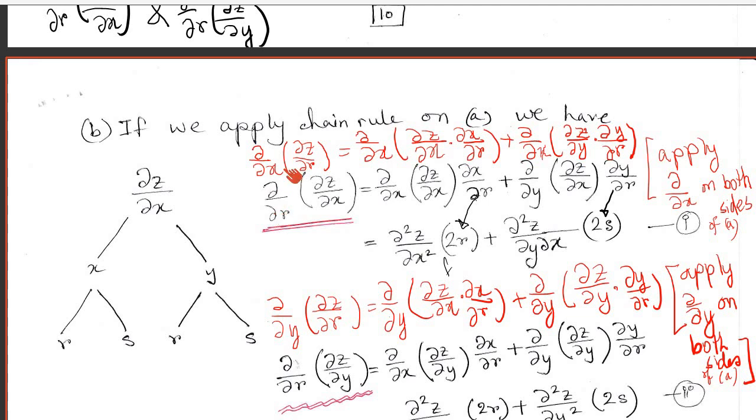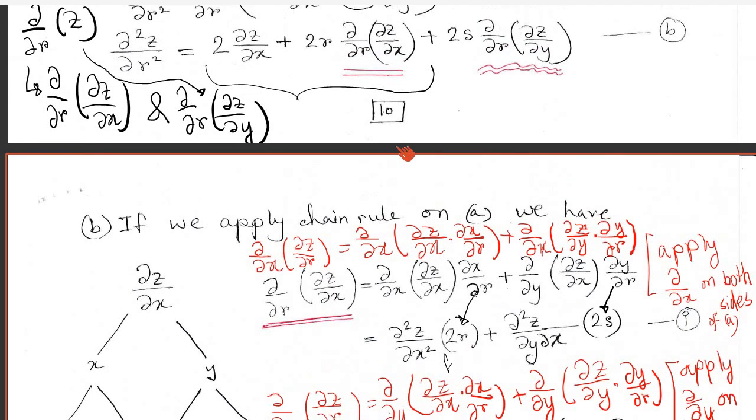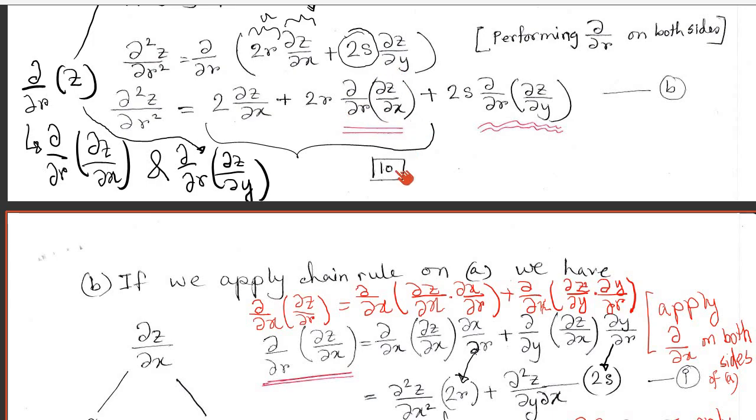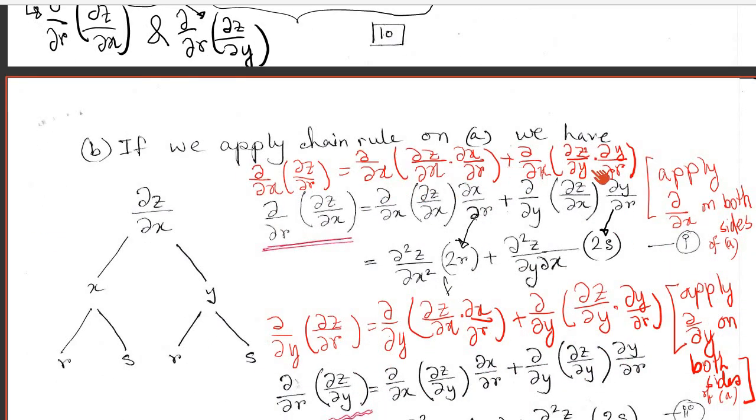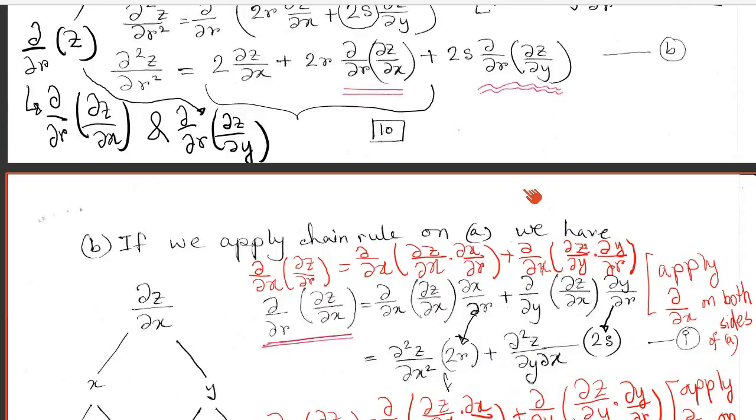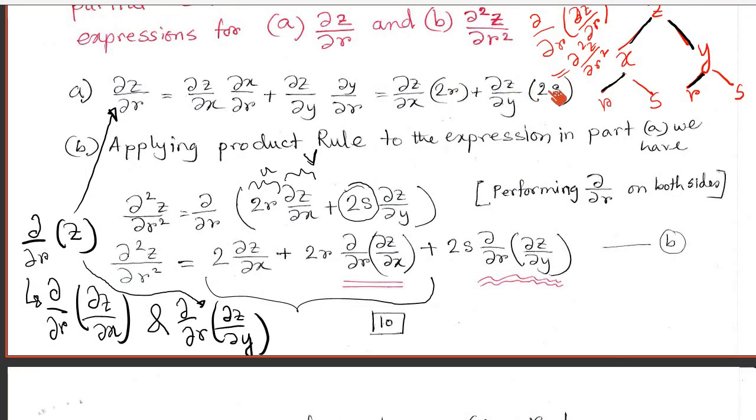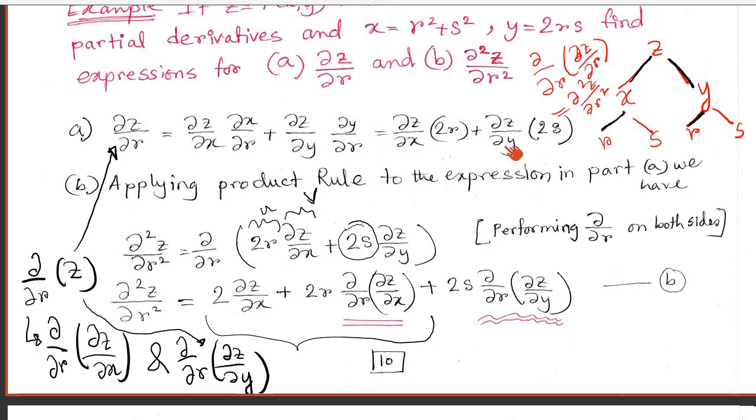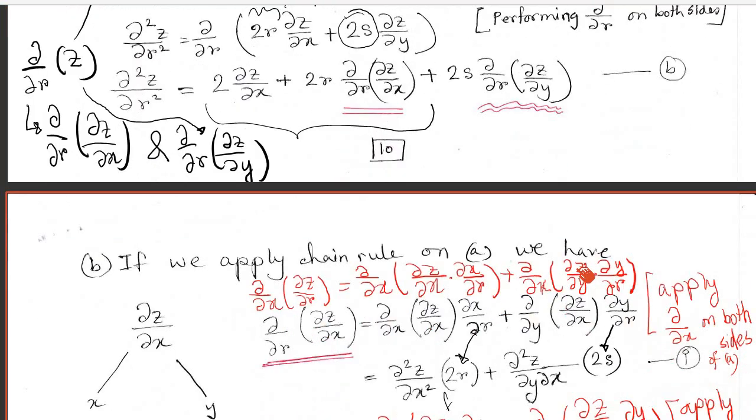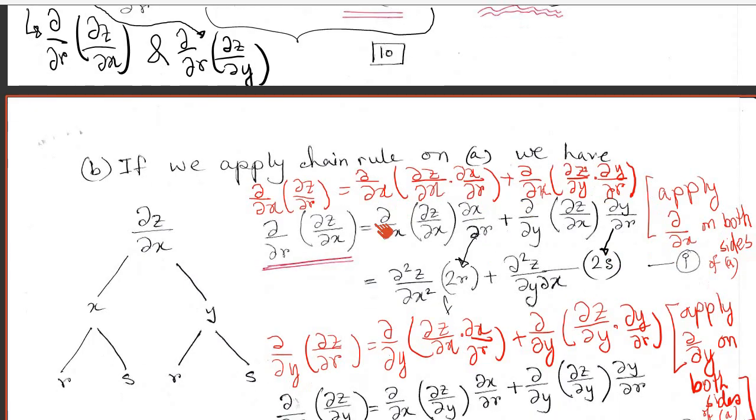Rearrange the left hand side. So del by del r into del z by del x. Now this segment looks exactly same as this segment. Right hand side, remove all the brackets. Del x by del r is already we know twice t and del y by del r is equal to twice s. So substitute their values.